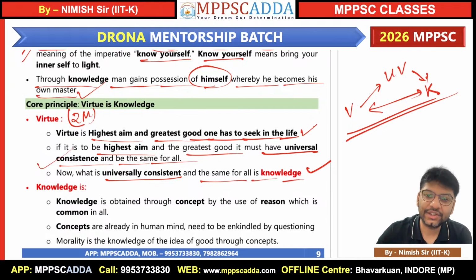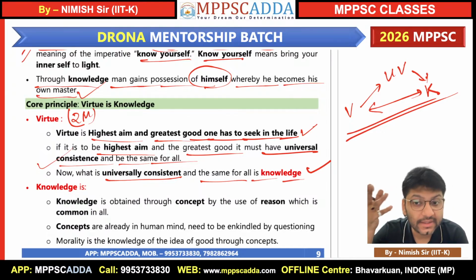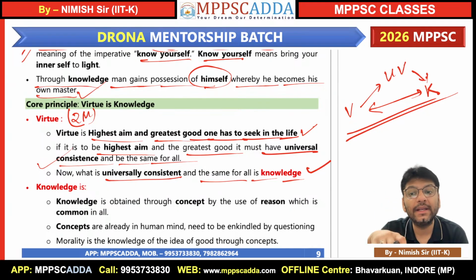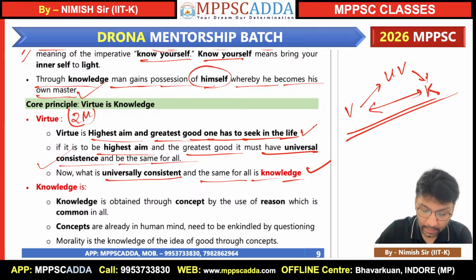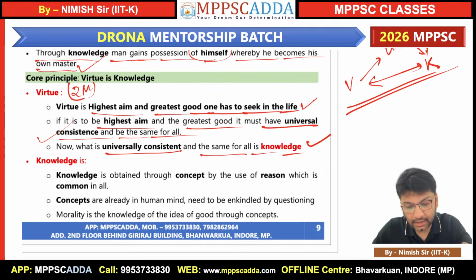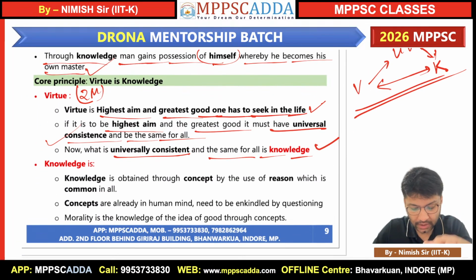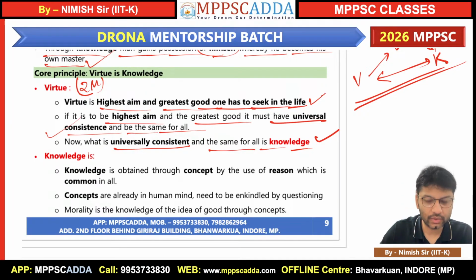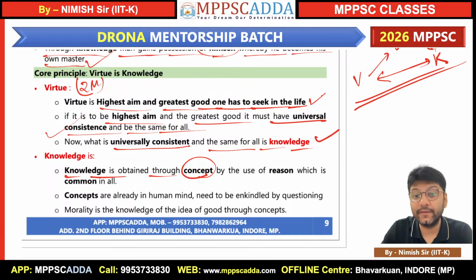So the section above, what I have told you, is more related to understanding. Now what I am telling you is more related to what you need to write in the examination, right? So, the two marker question on virtue, I have just dealt with. Now the knowledge part. What is knowledge according to Socrates? Knowledge is obtained through the concept that we learned in the previous class when I was teaching you about epistemology.